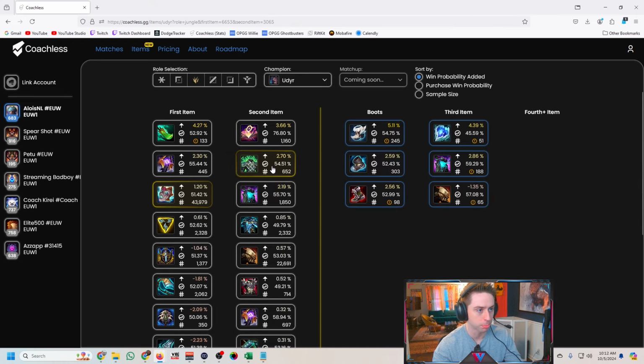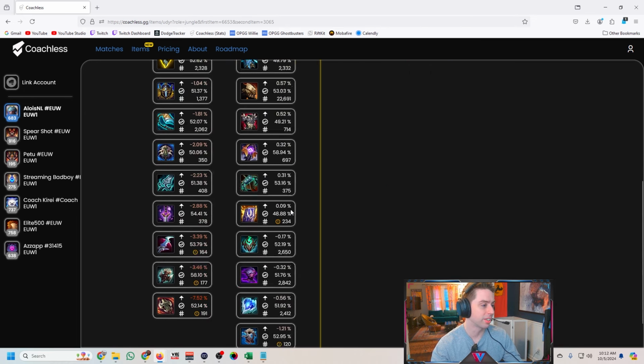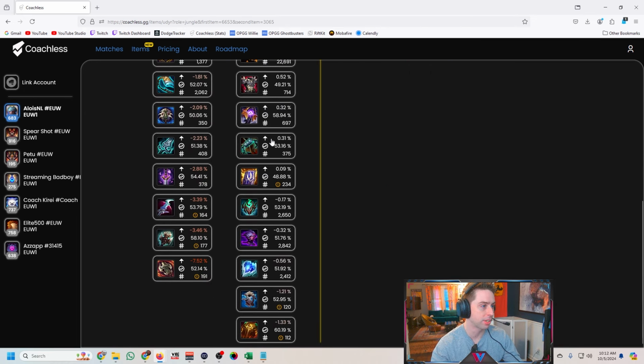And guess what? If you build Spirit Visage, guess what your third item highest win rate is? It's actually Unending Despair. And unlike Deadman's, this is a small sample size, not only do you have a higher win rate with Unending Despair, but it accelerates your lead more. That is insane, right? Literally, this build is outperforming everything else in the game.